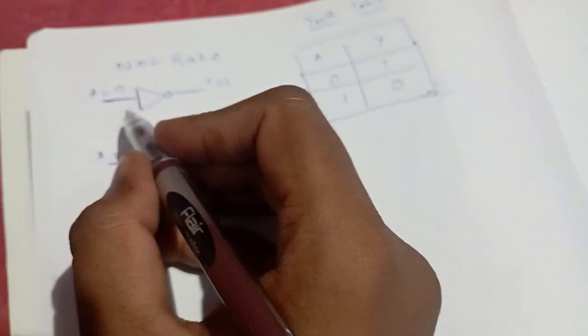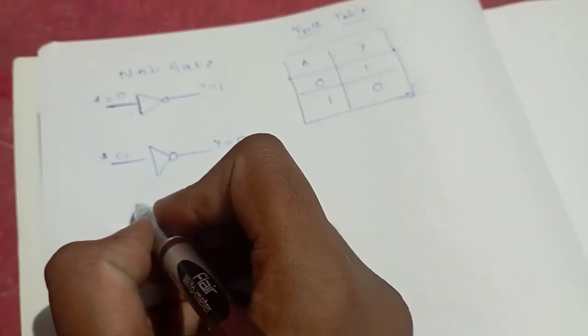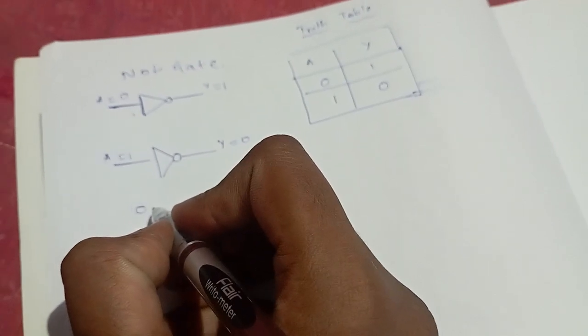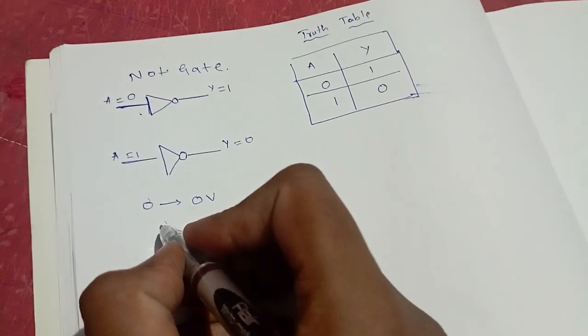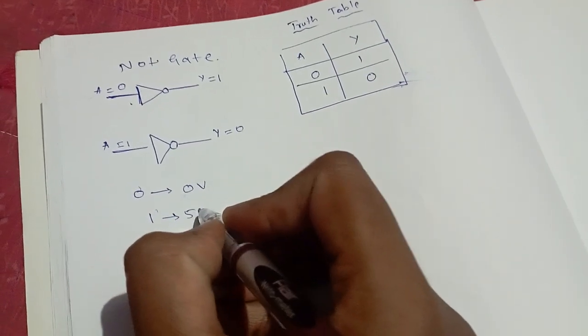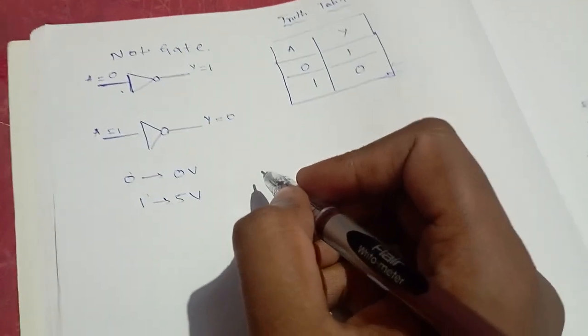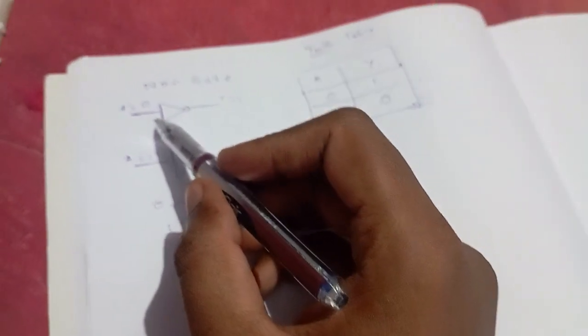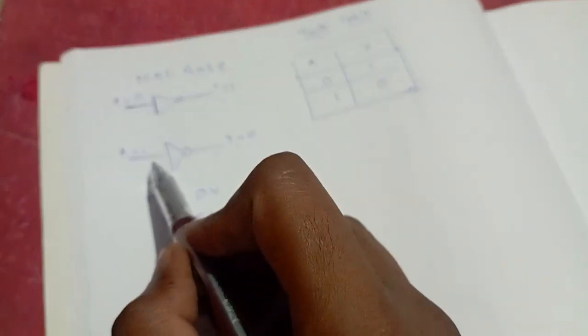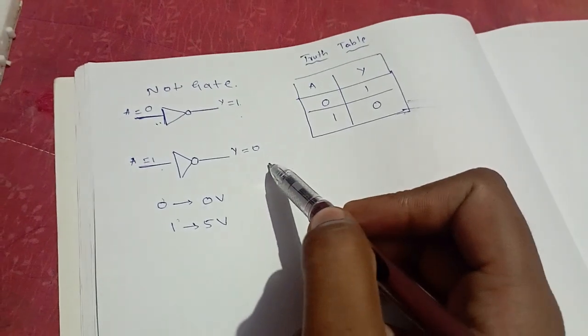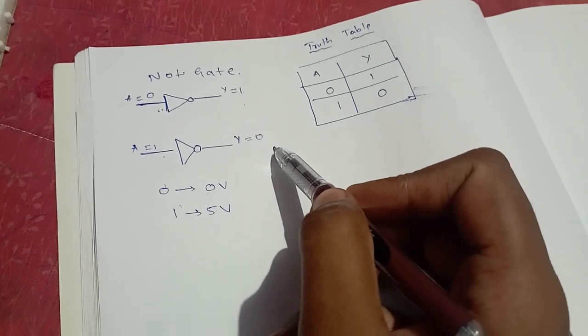So what does 0 mean? You are giving 0 means you are giving 0 volts, and 1 means you are giving 5 volts. When you give 0 volts to the input, you are going to get output as 1, that is 5 volts, and when you are giving input as 1, you are getting output as 0, that is 0 volts.